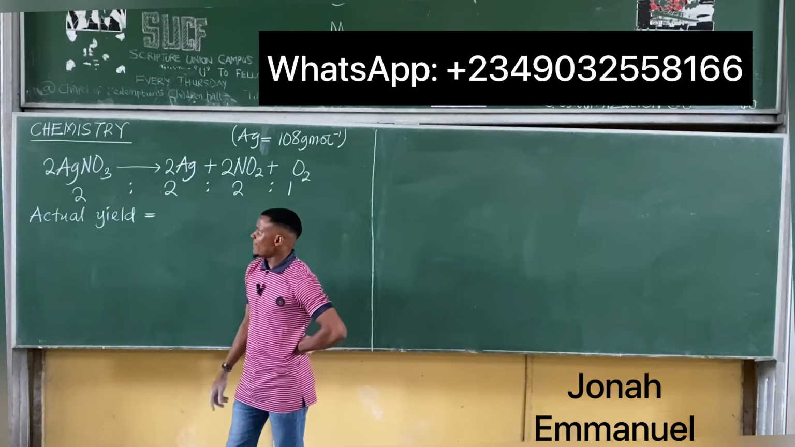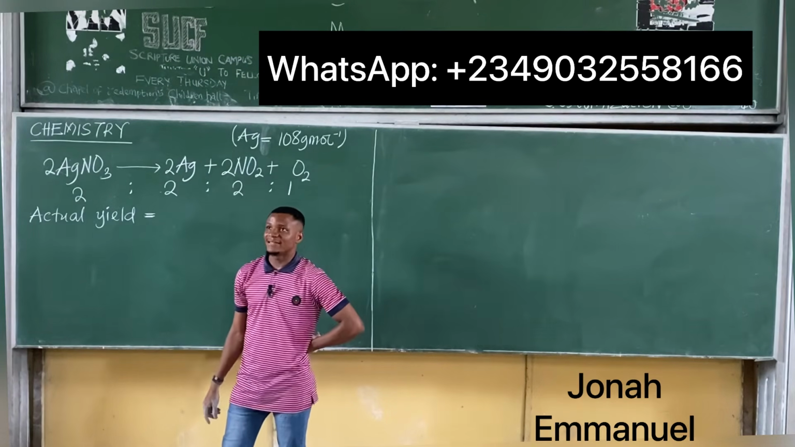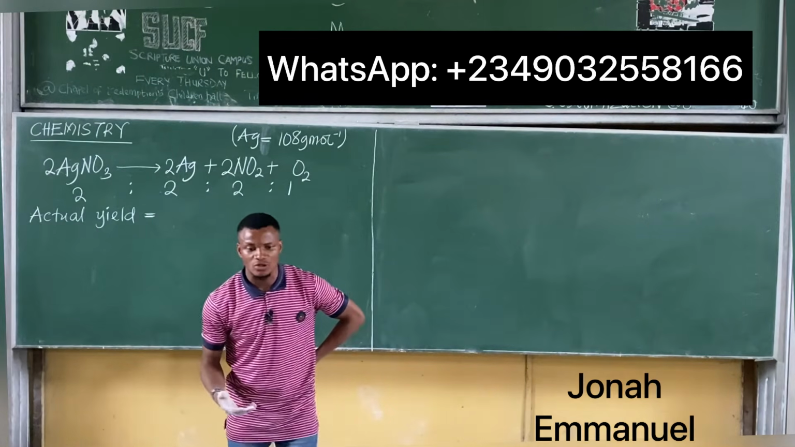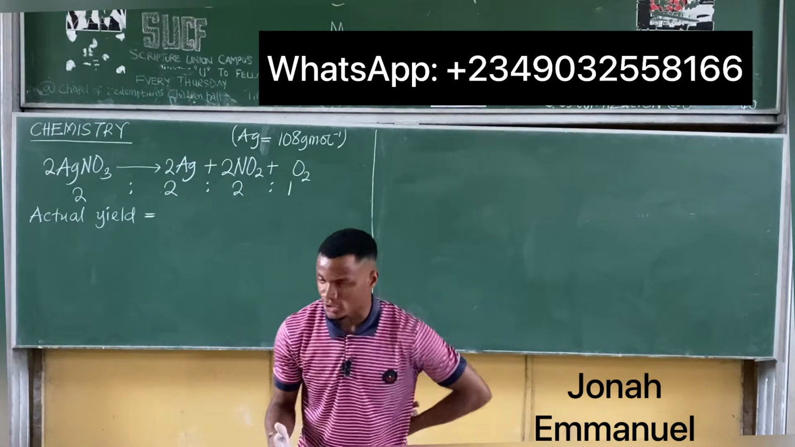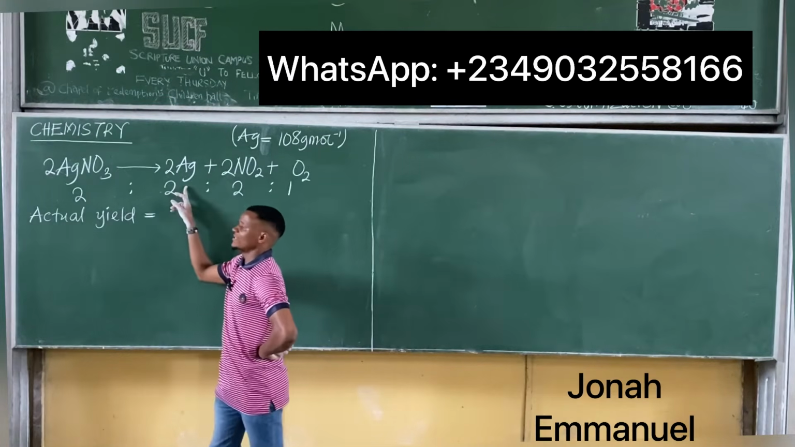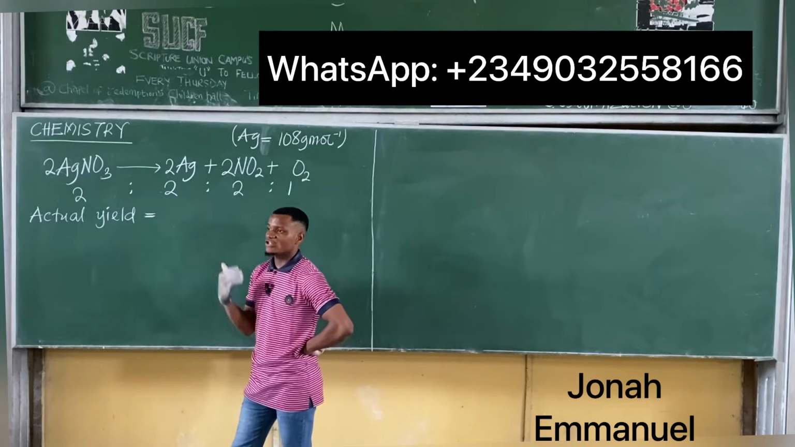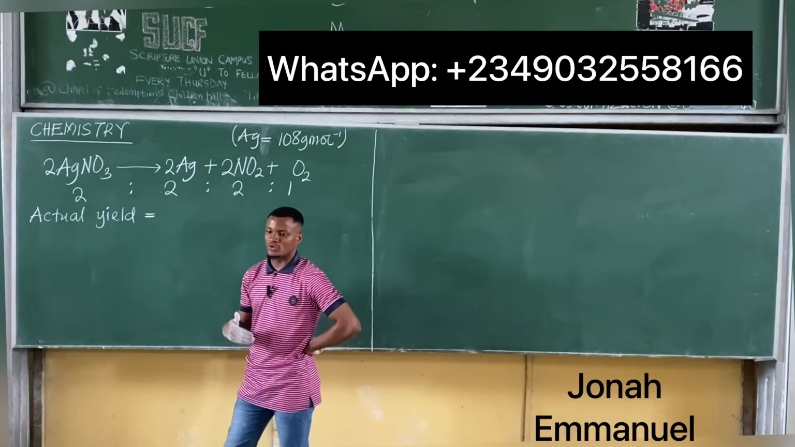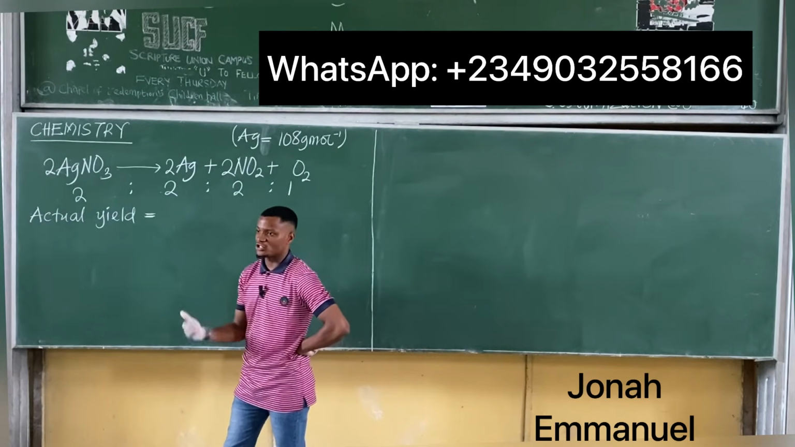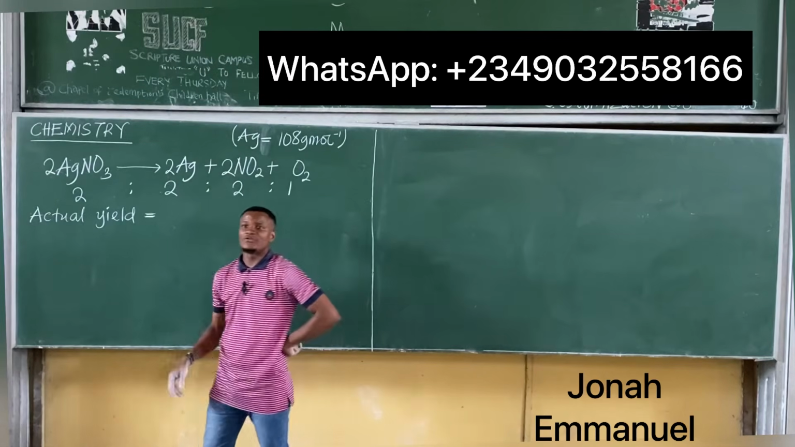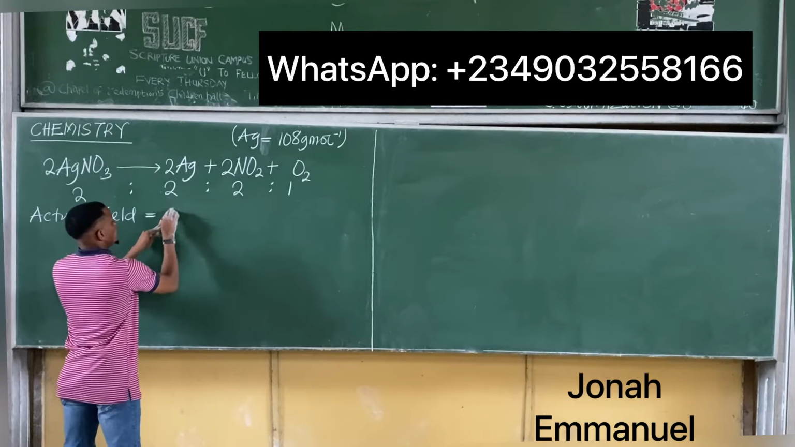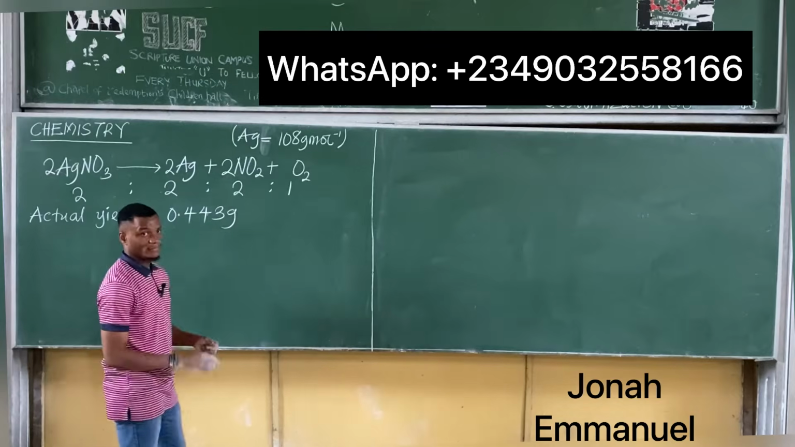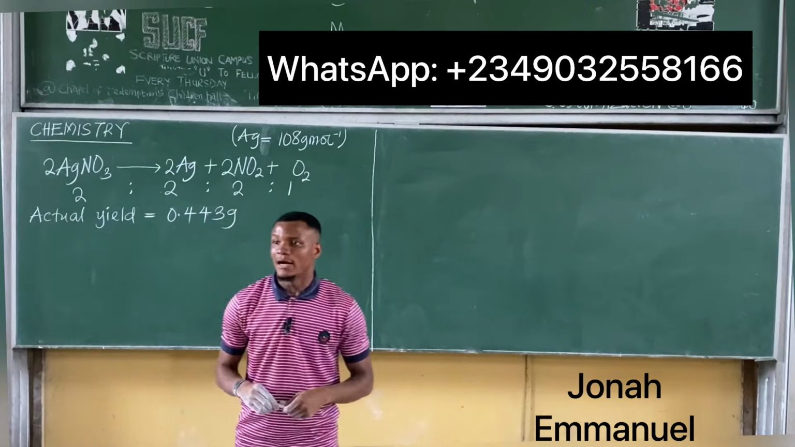Now look up, please. I'm asked to find the percentage yield. So first things first, actual yield. I said actual yield is simply equal to mass of the element in the question. Between these two there, the required element is what there? Silver. So the mass of silver becomes the actual yield. Don't forget, actual yield equal to mass of element as given in the question. Please check your question, please. What's the mass of silver there? 0.443 gram. All right, so this is my actual yield.